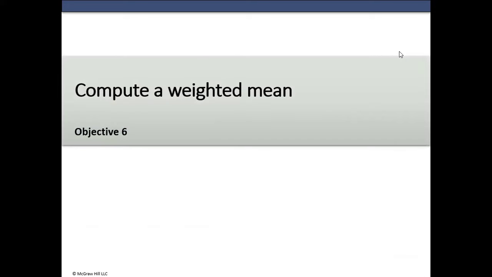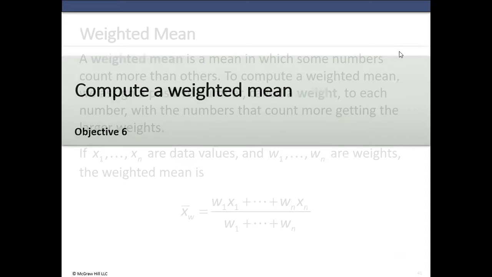We can do the same calculation for a weighted mean. How so?